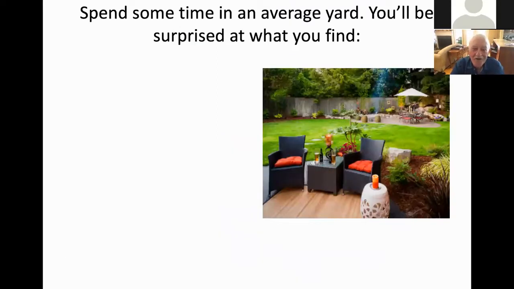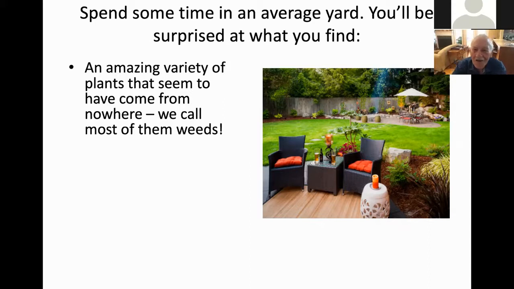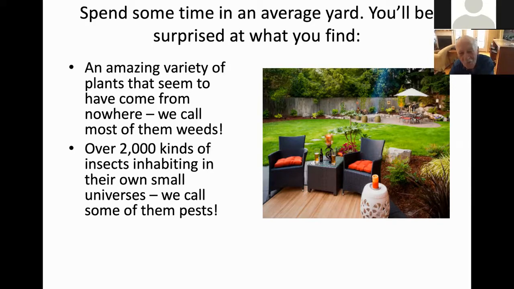So spend a little time in your yard. I spent all day in my yard today, in fact, mostly weeding and picking things and just general stuff. But there's an amazing variety of plants in a typical yard. A lot of them seem to just appear out of nowhere, and they're called weeds. And there are also in those plants a lot more kinds of insects than you think there are. They have their own small world, and many of them are totally inconsequential. We don't notice them at all, really, in our daily lives. But then there are some, and that's the focus of this talk, that we call pests.